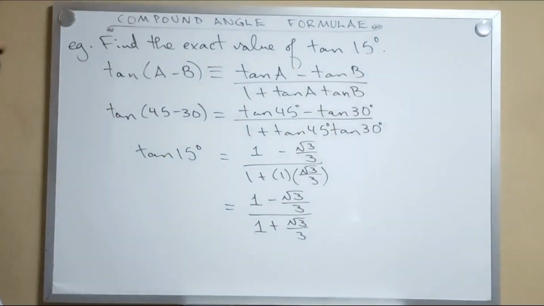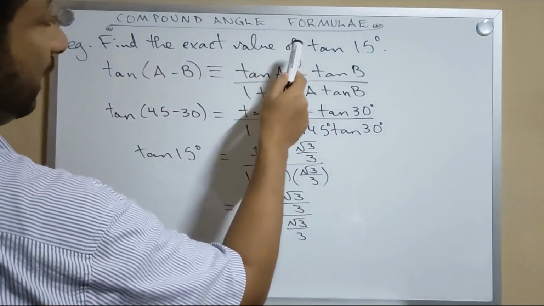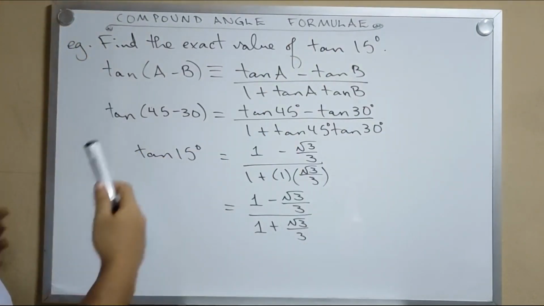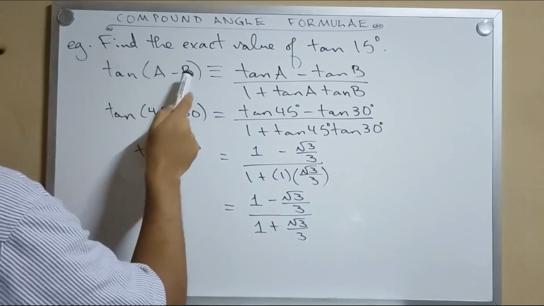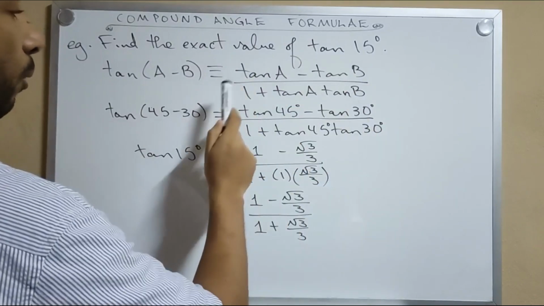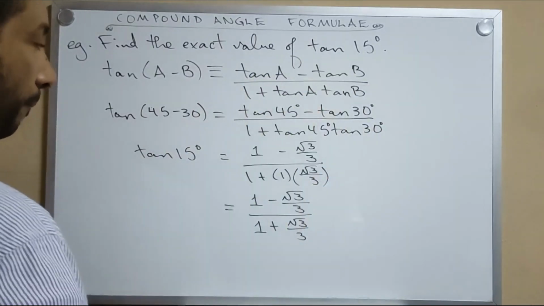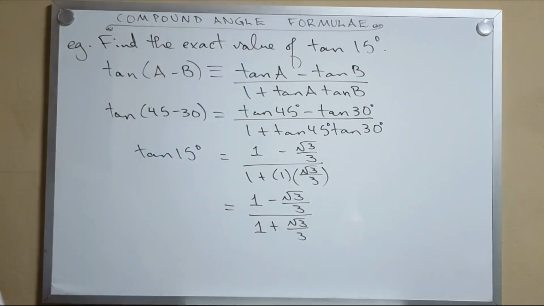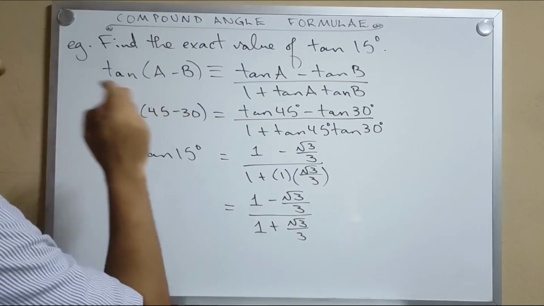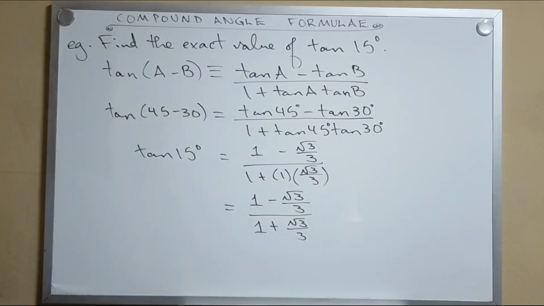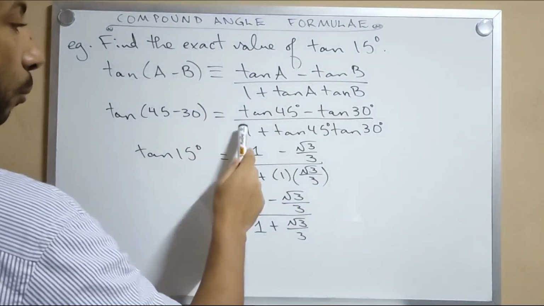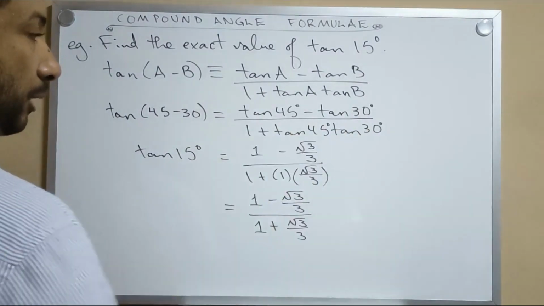Alright, so in this example, we're to find the exact value of the tangent of 15 degrees. So we'll use our compound angle formula. The tangent of A minus B is identical to tan A minus tan B all over 1 plus tan A tan B. So 15 degrees, we can say that is 45 minus 30 because 45 and 30 are two of our special angles. So I'll have the tangent of 45 minus the tangent of 30 all over 1 plus the tangent of 45 times the tangent of 30.